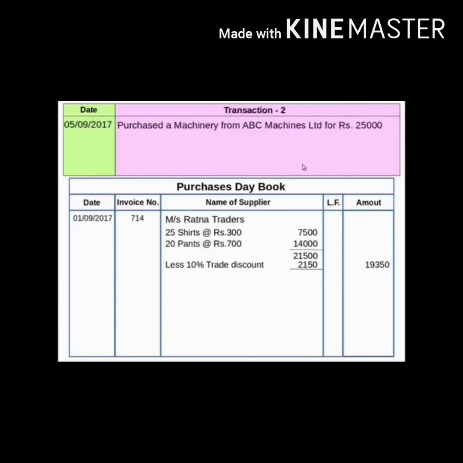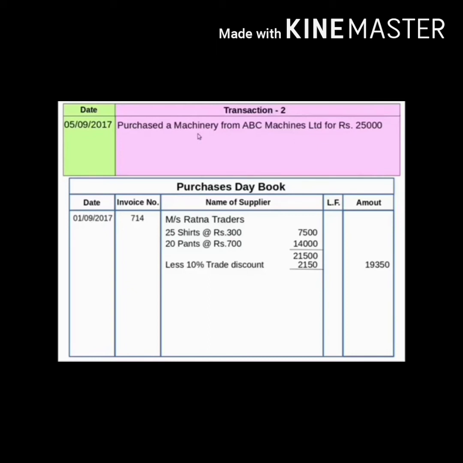But you have to remember two things. You must have purchased goods on credit. Then you have to record it in the purchase day book. I am repeating the same thing again and again. Second, on 5th September, purchase of machinery from ABC Machine Limited for 25,000. Is this transaction recorded in the purchase day book? No, because you are purchasing a machinery now.